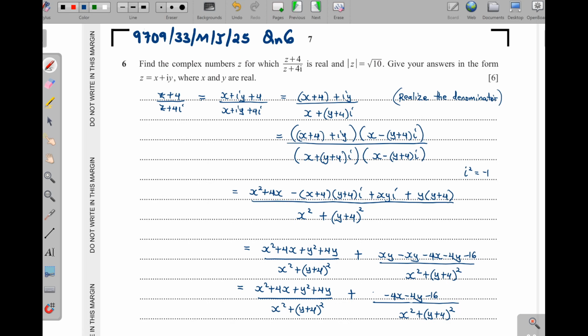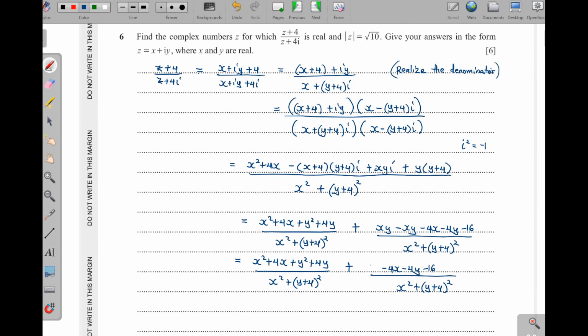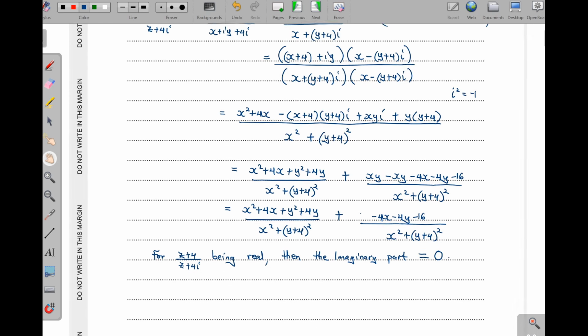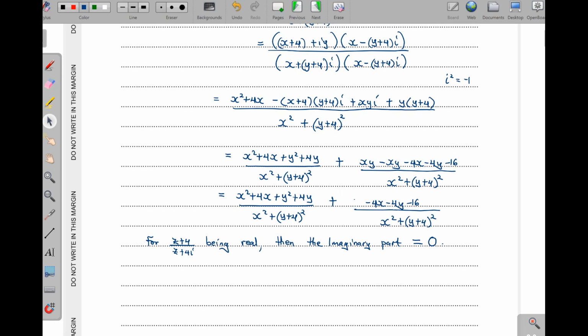And then after that, remember I said if this one is real, then the imaginary part is 0. So for (z plus 4) out of (z plus 4i) being real, then the imaginary part is equal to 0. So where is the imaginary part? Isn't it this one here?